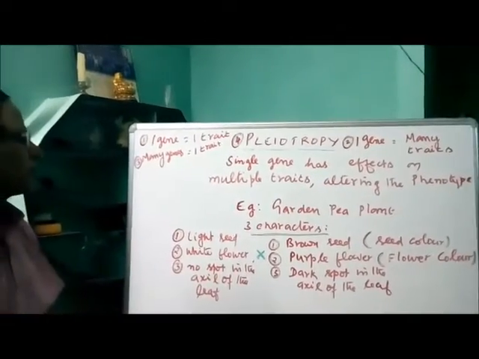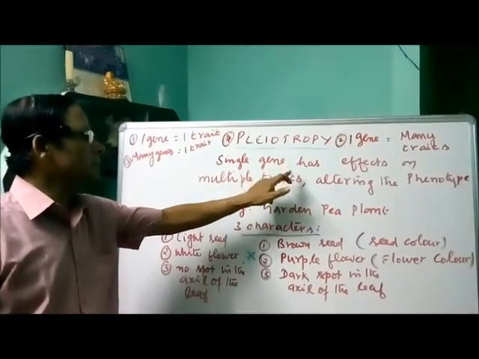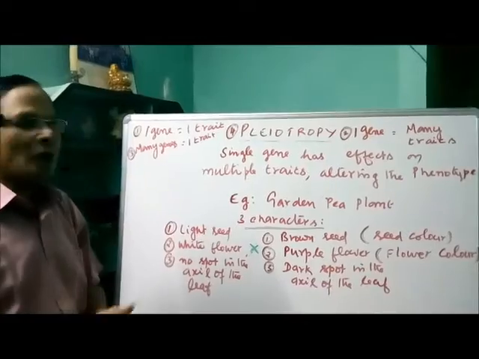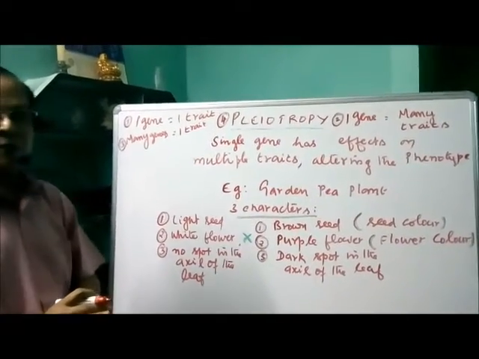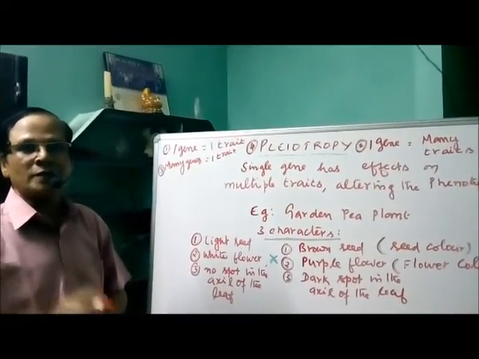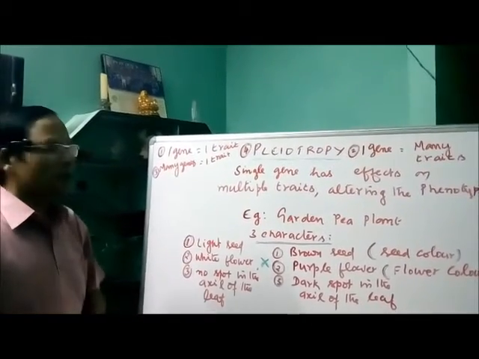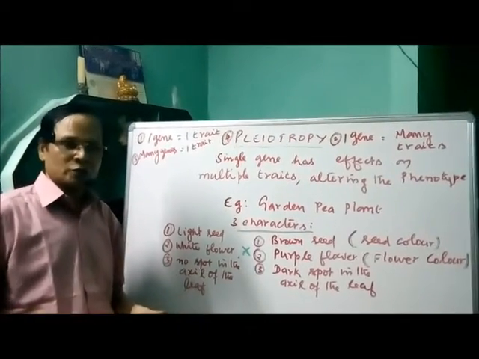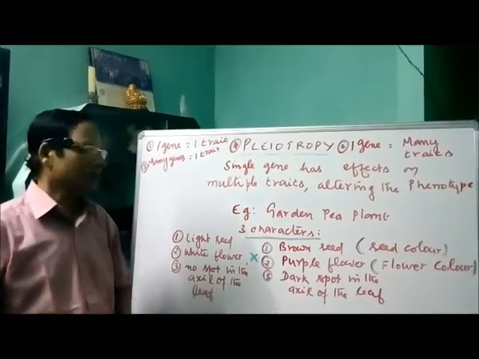Now, in the case of pleiotropy, a single gene has effects on multiple traits or characters, altering the phenotype of an organism. That is called pleiotropy. The genes which influence many characters of an organism are called pleiotropic genes. It was observed by Mendel while he was doing breeding experiments with the garden pea plant.